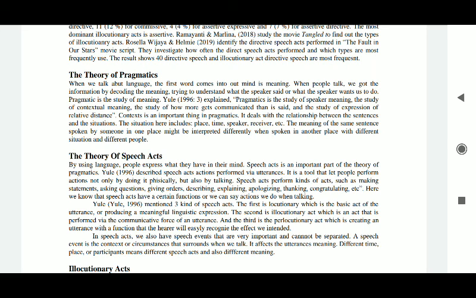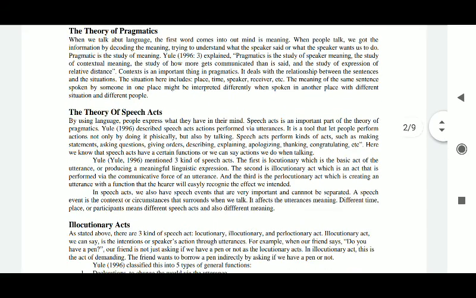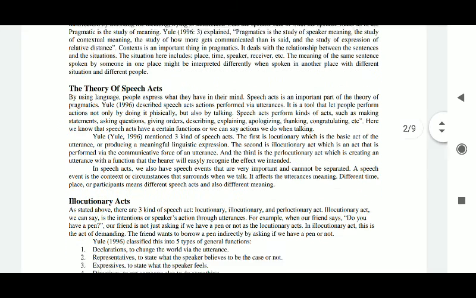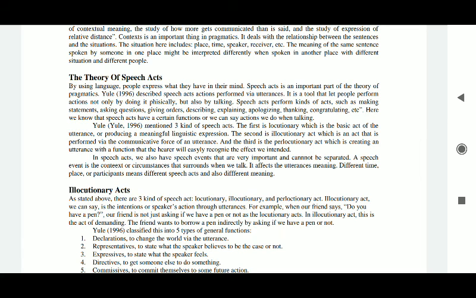So when we talk about language, the first word that comes into our mind is meaning. When people talk, we get information by decoding the meaning, trying to understand what the speaker said or what the speaker wants us to do. Pragmatics is a study of meaning. Yule explained, pragmatics is the study of speaker's meaning and the study of contextual meaning, the study of how more gets communicated than is said, and the study of expression of relative distance. Context is an important thing in pragmatics, so it deals with the relationship between the sentence and the situations.